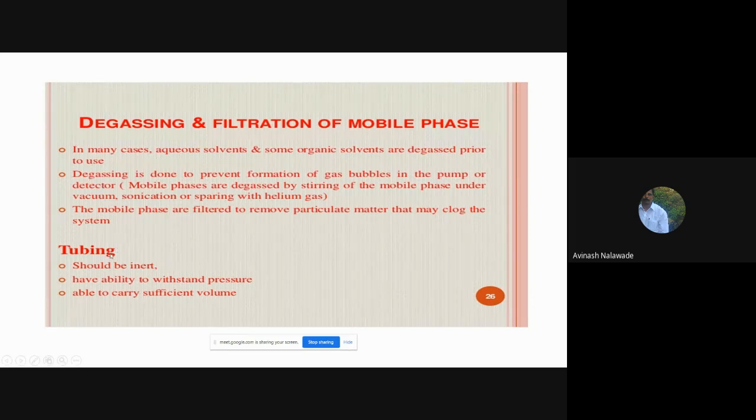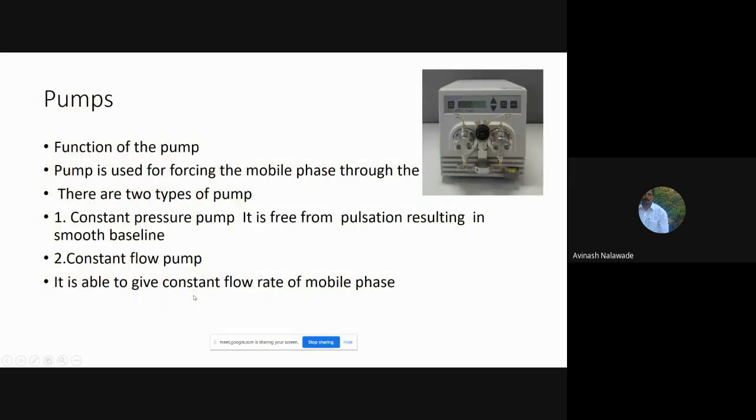Now whatever tubing is used in this HPLC, that tubing should be inert. Then it should have the ability to withstand high pressure, because we are using a high pressure pump, and it should be able to carry sufficient volume. Okay. Then pumps.